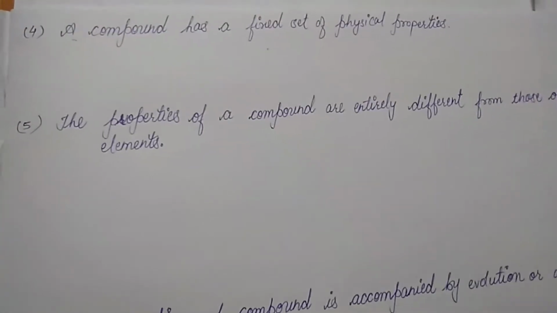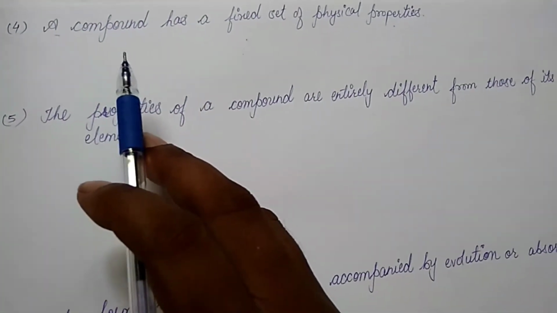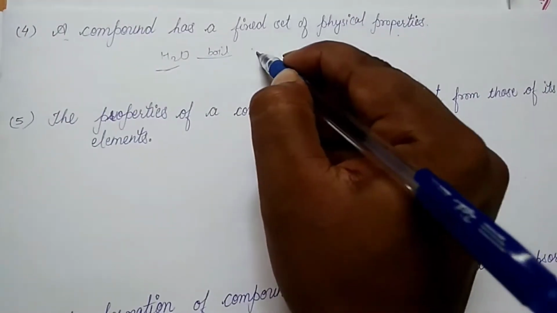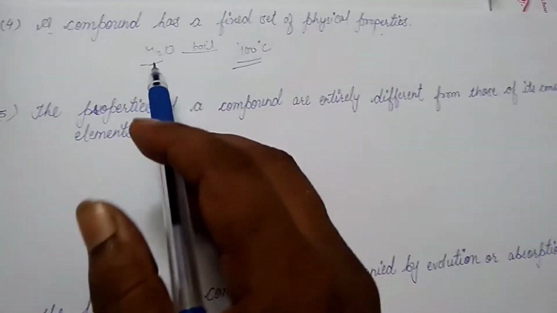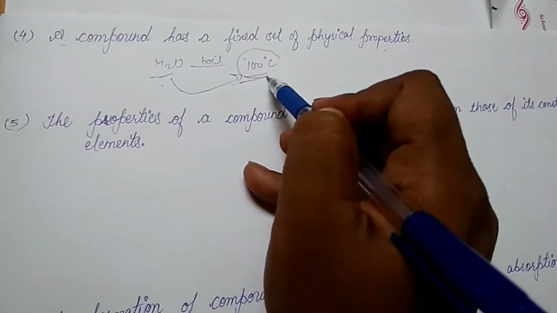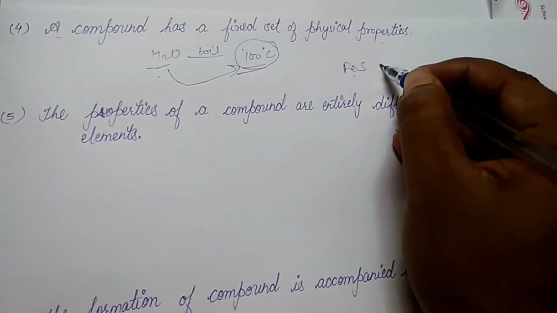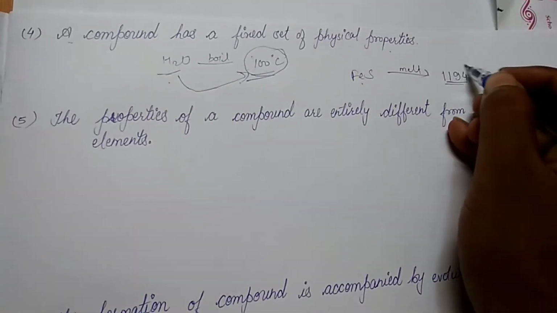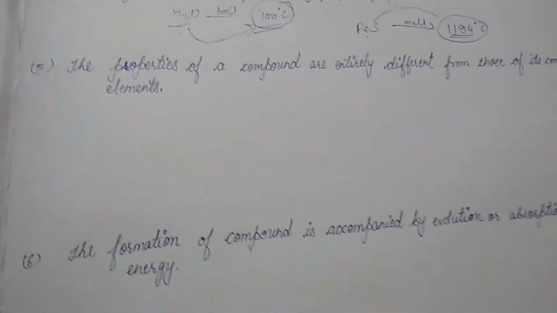Fourth is, a compound has a fixed set of physical properties like density, melting point and boiling point. For example, children, water, the compound, always boils at 100 degrees Celsius. It doesn't matter where it is obtained. So children, a compound has a fixed set of physical properties. Clear, children? Second example, iron sulfide. This is also a compound. It always melts at 1194 degrees Celsius. It means it also has a fixed set of physical properties.